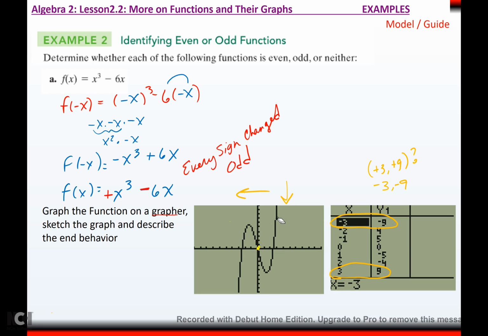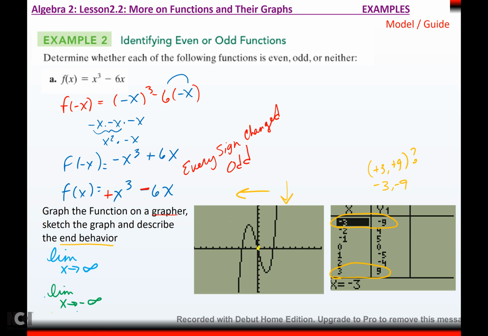Okay, the other thing, they want us to describe the end behavior. Alright, this is kind of starting you getting just a little taste of calculus. What we're going to do is find the limit as x approaches infinity, and we're going to find the limit, let me use a different color, as x approaches negative infinity.